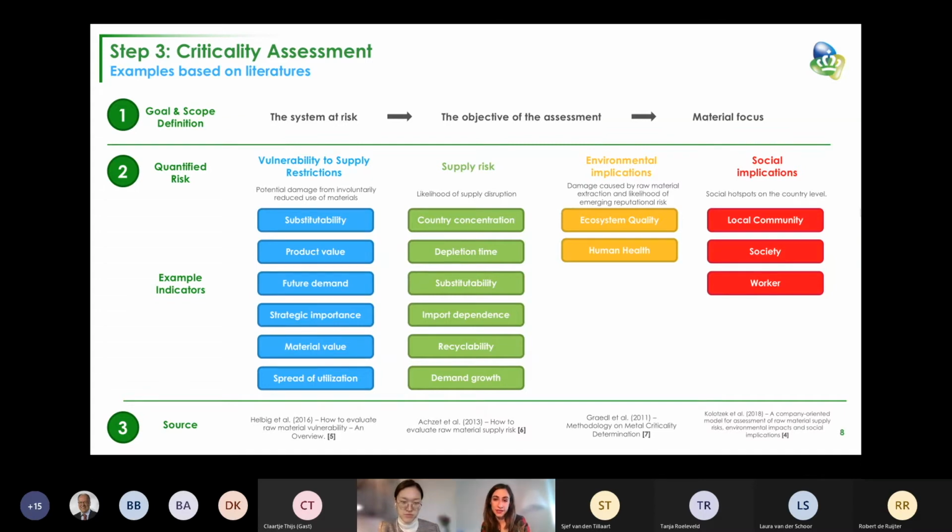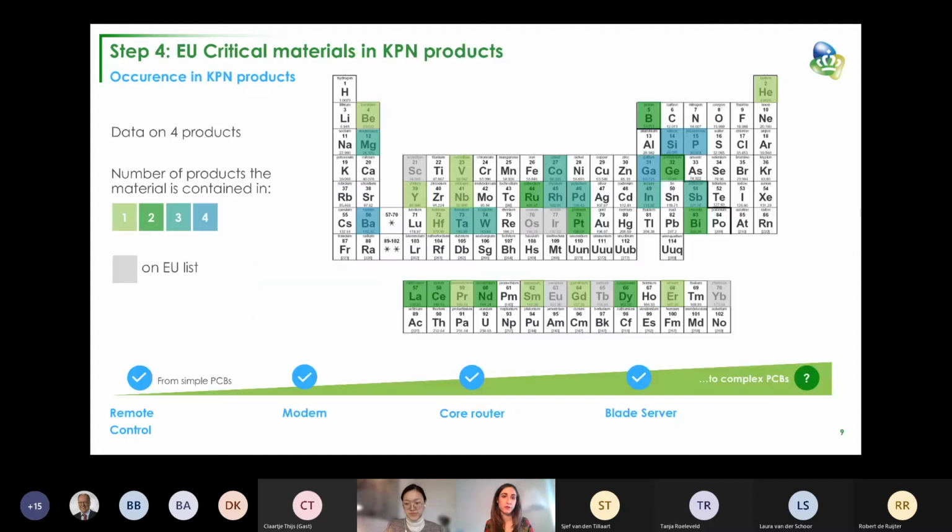And then lastly, for environmental and social implications, environmental is ecosystem quality, for example the impact on climate change categories, etc., and human health, for example, toxicities. Are the materials you're using associated with health risks? And lastly, social implications, for example, local communities and their access to resources from where you're sourcing. Also society-wise, for example, corruption and worker rights, child labor, etc. And you can also see the sources where we took it from, for more information.